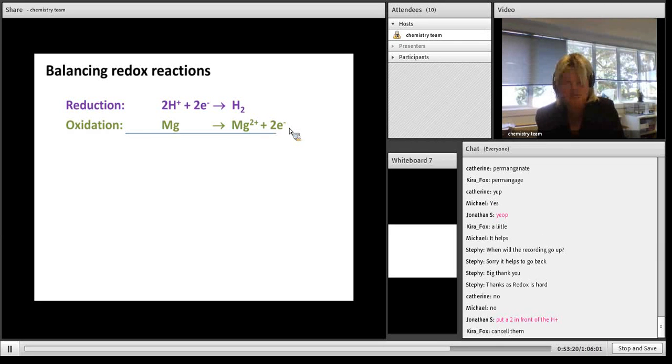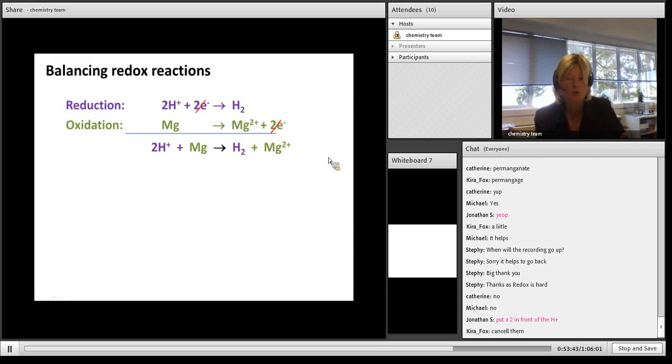You cancel the thing that comes up on the same side, like the A's, or in this case the electrons. So those cancel out. 2 electrons will cancel out 2 electrons. And now you just bring them down: 2H+, an Mg, an H2, and Mg2+. And that's more or less done.